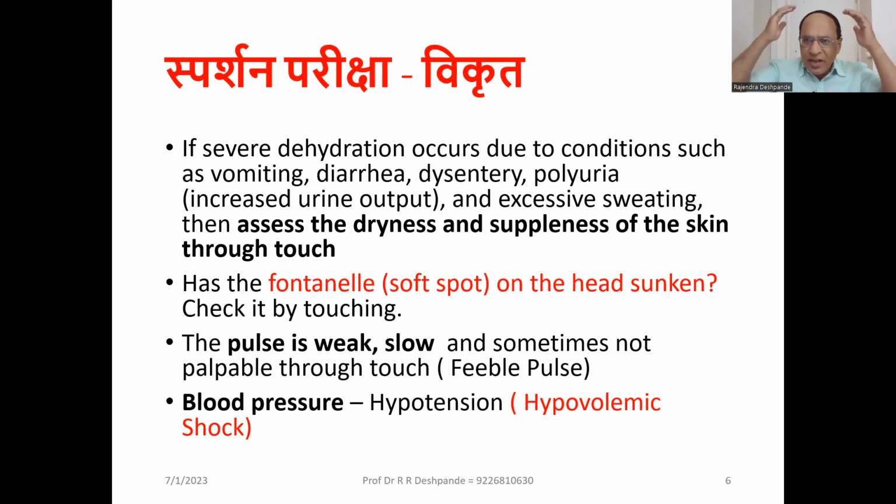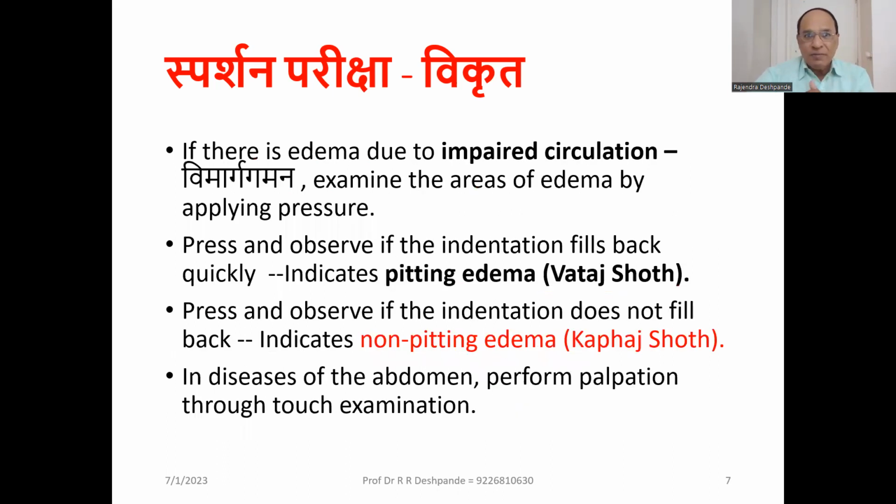Then you have to check again by palpation whether the fontanelle, the soft spot on the head, is sunken in a child less than 1 year. If the pulse is weak, slow, and sometimes not palpable through the touch, that is feeble pulse. Blood pressure is always like a hypotension. Hypovolemic shock can occur when there is too much hypotension.